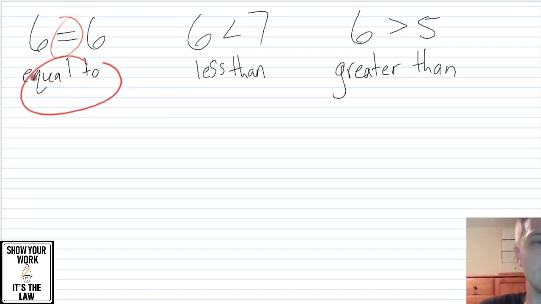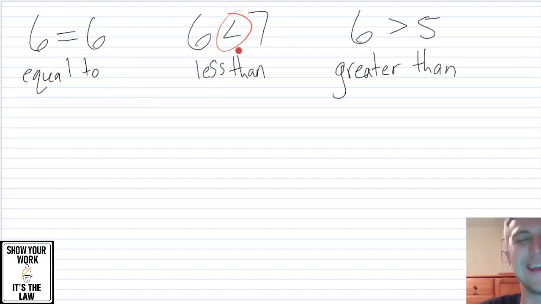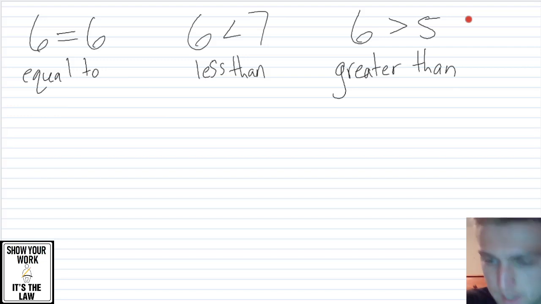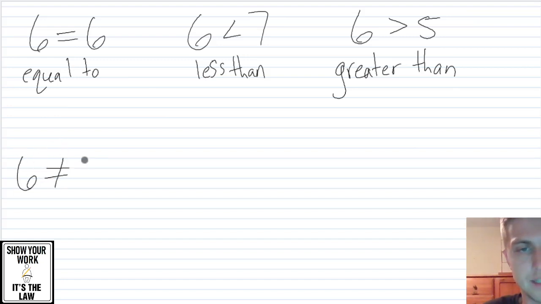Equal to, this is an equality. Less than, inequality, because these two things are not equal. Or greater than. So to read this left to right, 6 is less than 7. 6 is greater than 5. It's just English, written in math terms. Now, there are other situations as well. 3 others. We can say that 6 is not equal to 7.